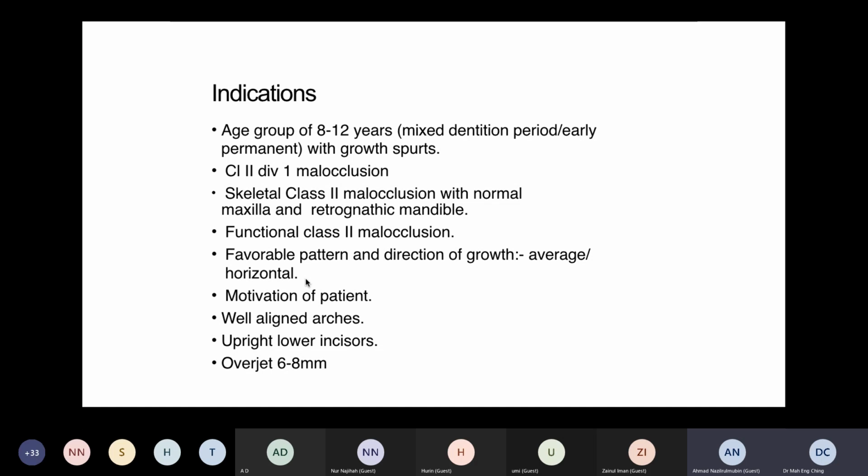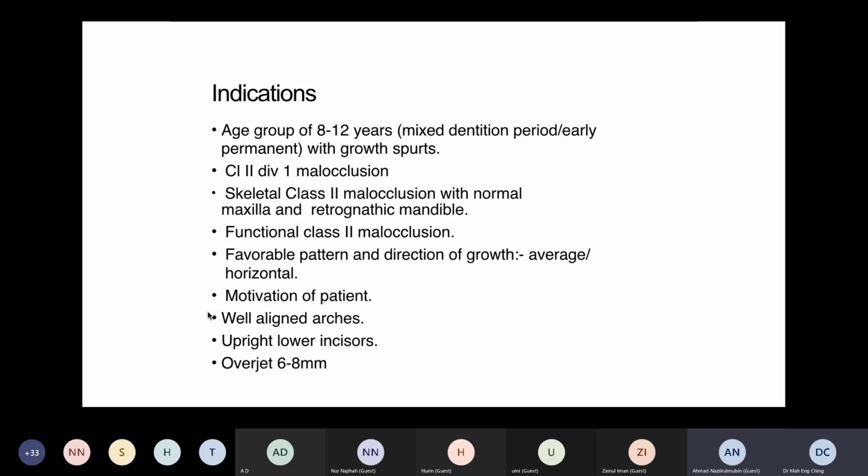Because remember, this myofunctional, most of the time they are removable. Means the patient can take it out and put it back themselves. So if the patient is not motivated, then it's very difficult to get the patient to wear the appliance. And most of these myofunctional appliances, you have to wear at least at nighttime. Then if possible, 24 hours or full time, which means the patient has to wear it all the time except when eating or maybe doing some contact sport. So if the patient is not motivated, then no way you can get the result.